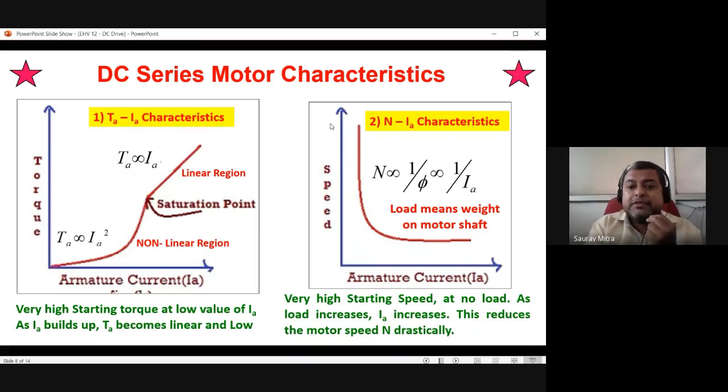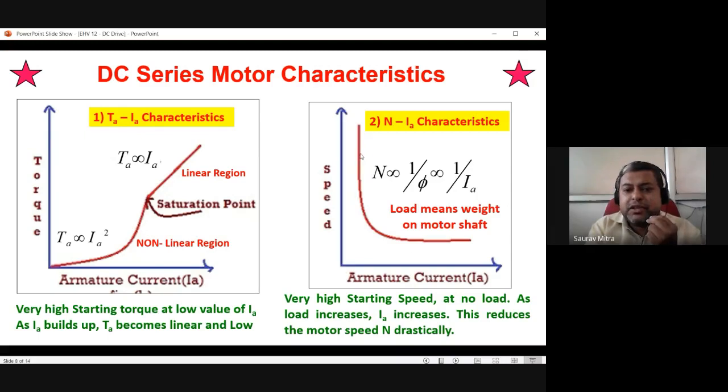So this is a decreasing kind of characteristic. Very high speed at no load, that means at this point. So this is the no load point, where armature current is less and speed is very high. As the load increases, that means gradually we keep on putting weight on the armature shaft.